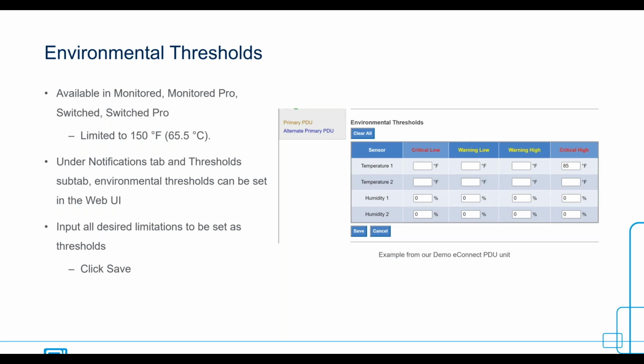In the web GUI, and this is available in the Monitor Pro, Switch and Switch Pro units, the environmental thresholds are going to be limited to 150 degrees Fahrenheit. Its equivalent in Celsius is 65.5. So you can set up those critical low, warning low, warning high, critical high values under the Notifications tab in the Threshold subtab. You input all of the desired limits for those sensors, and then you click save, and it's a very simple process.